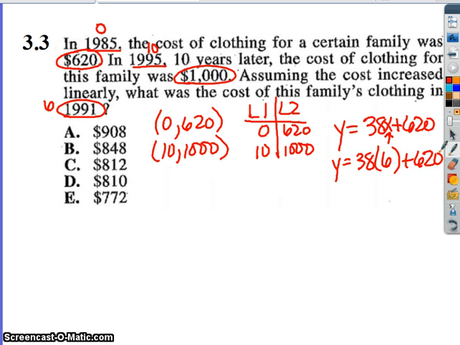So when you multiply that out and solve it, you get 848. So that's going to be the answer. Let's run through, extremely quickly, a more common sense way to get it that doesn't use the calculator as much.